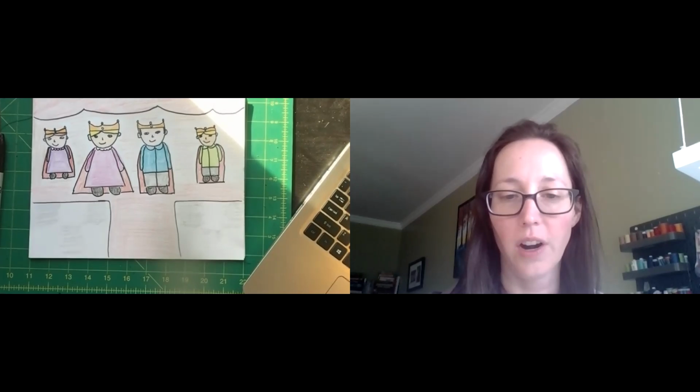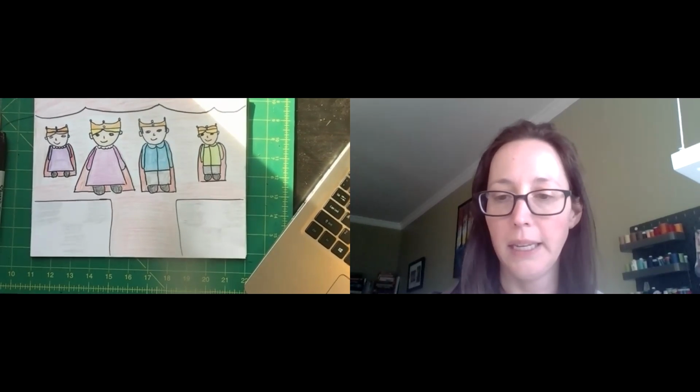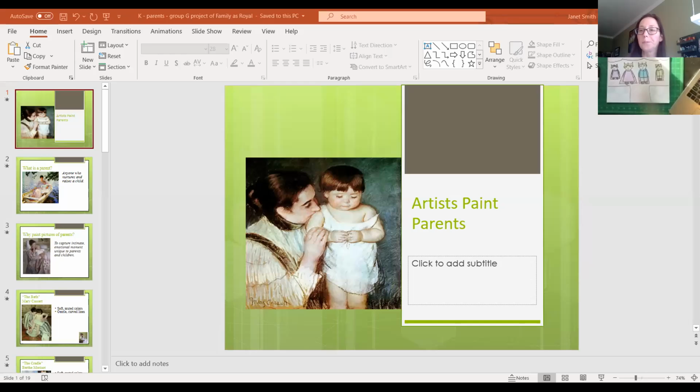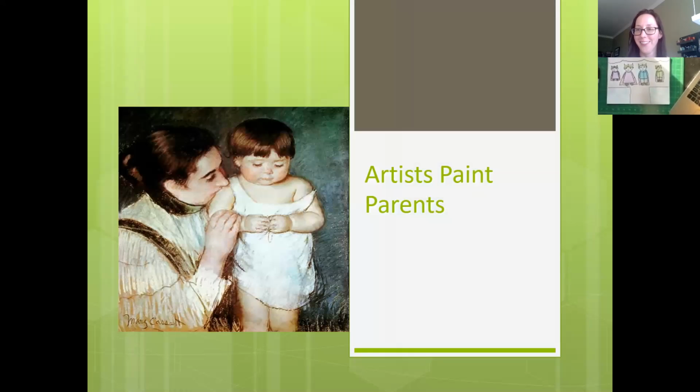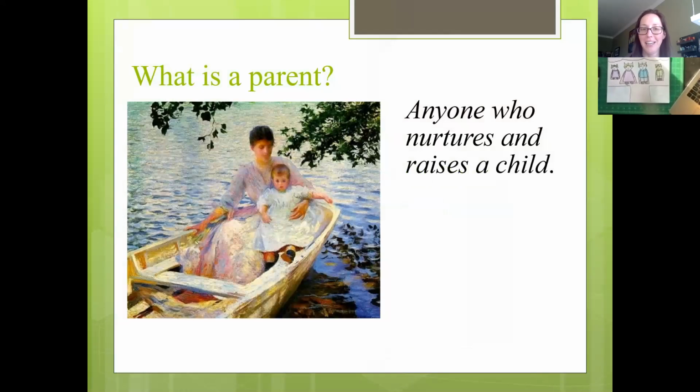We can dive into our lesson on artists painting parents. Okay, artists painting parents. So what is a parent? It's anybody who really nurtures and raises a child. You can think of your parents as your mom and your dad, but in some cases, you may not have a mom and dad. Most people do, but they might be raised by a grandparent or an aunt or uncle.